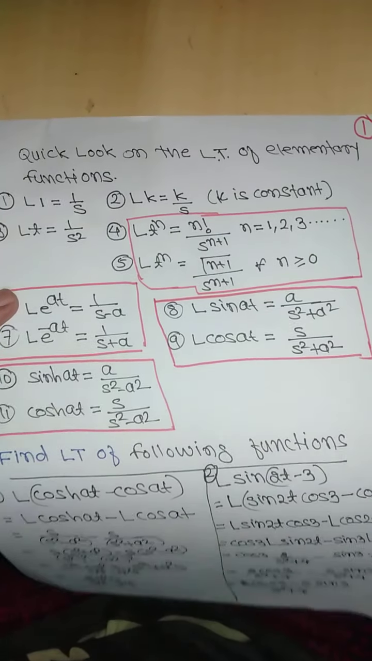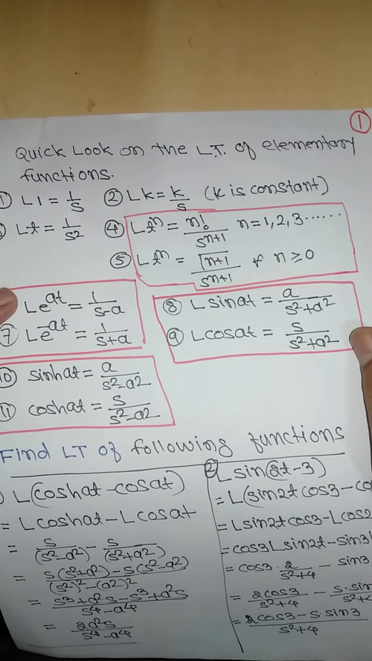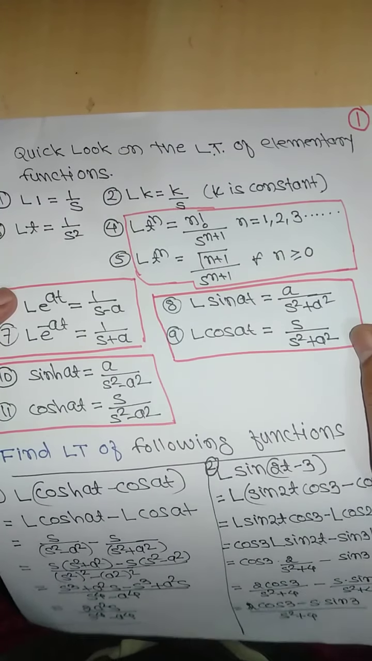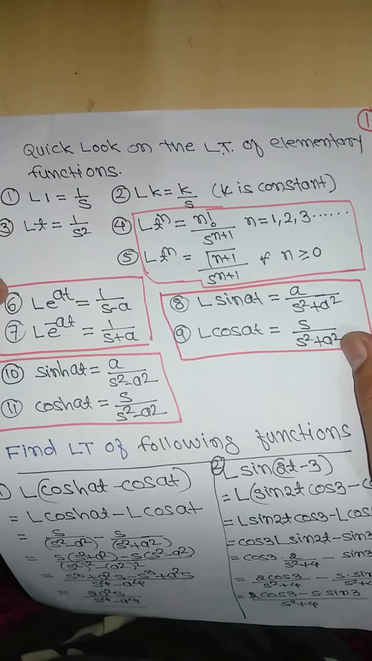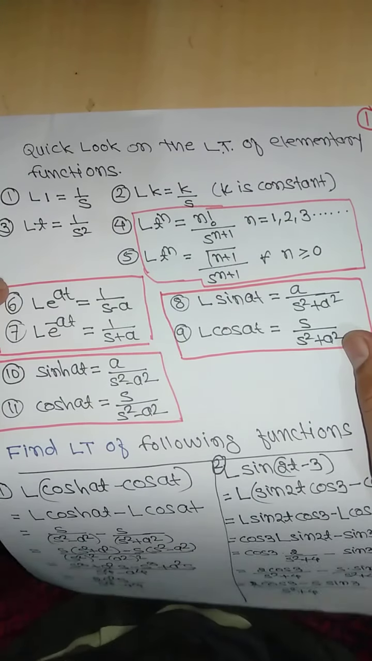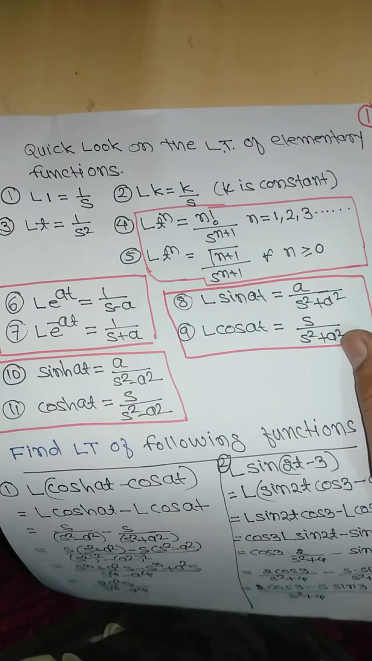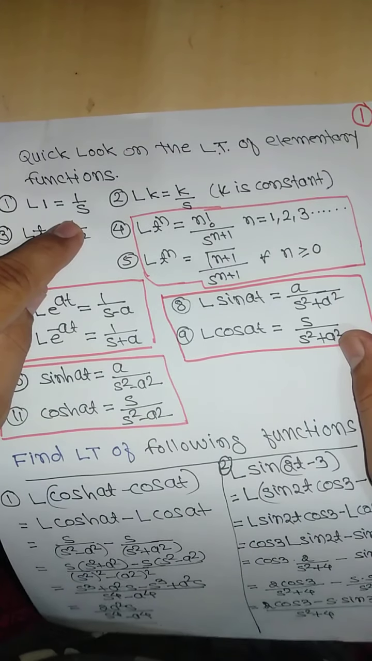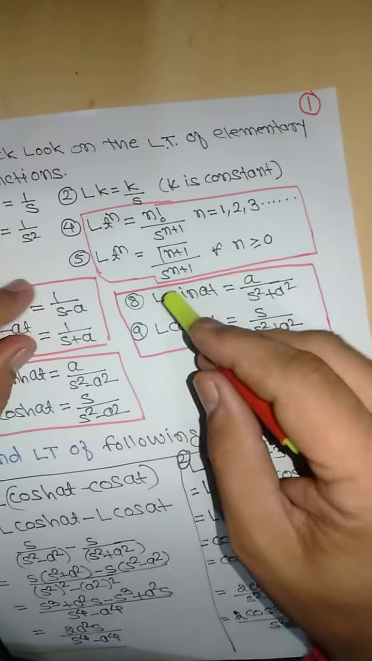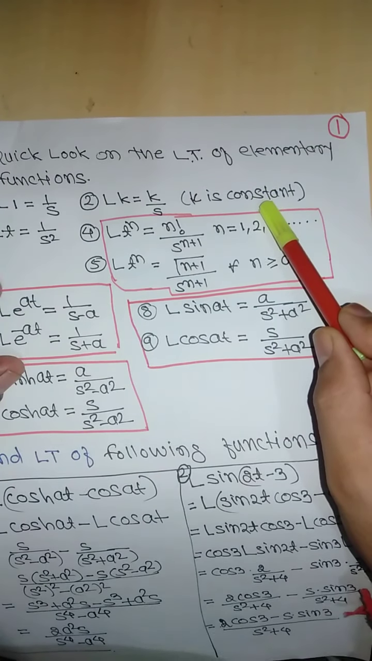Good morning, students. In the previous period, we looked at the Laplace transform of various elementary functions, some of the very basic and important ones which we had already proved. Among them, the number one is the Laplace transform of 1, that is equal to 1 by s. Similarly, the Laplace transform of k is equal to k by s, where k is any constant.